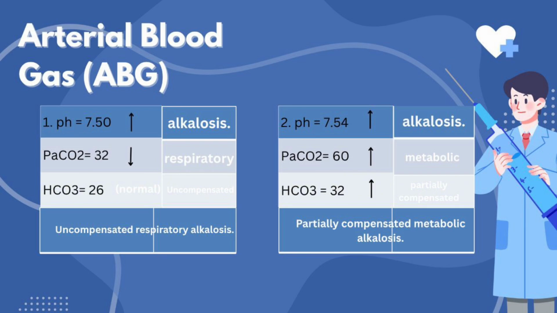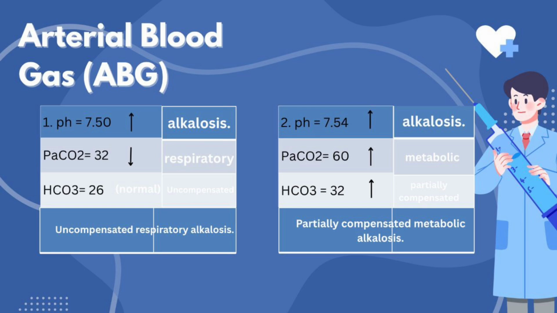And the bicarbonate is normal, in the 20 to 26 range, which means the kidneys have not tried to adjust yet. If the kidneys were compensating, the bicarbonate would be low to match the alkalosis. Since the pH is abnormal and there is no kidney change, the answer is uncompensated respiratory alkalosis. Now let's proceed to example number 2.